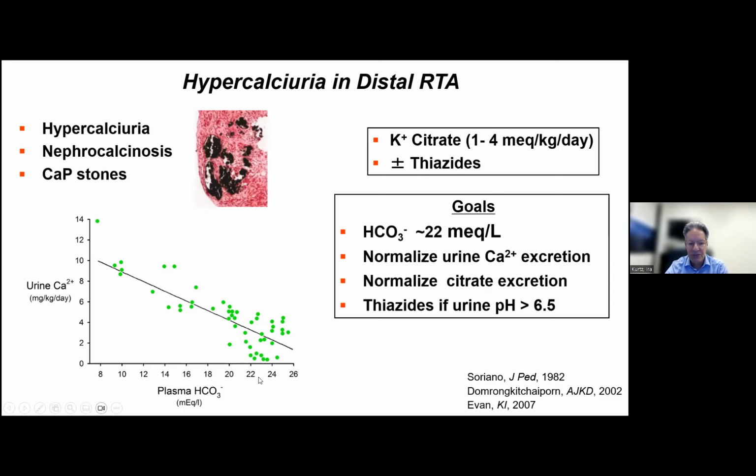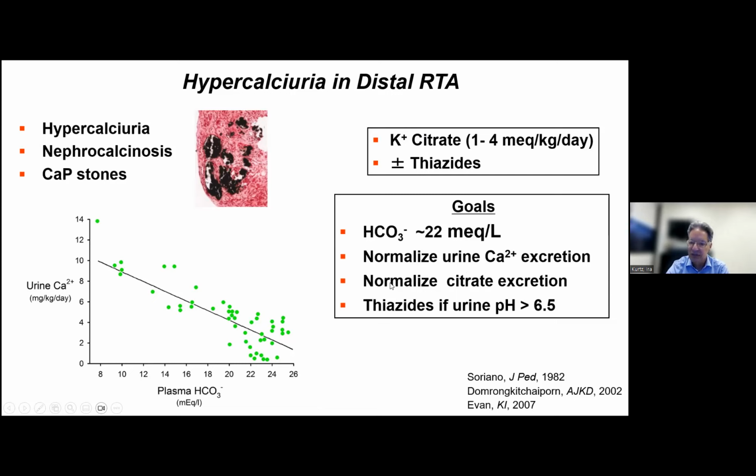What was shown years and years ago is as you correct the bicarbonate, you actually decrease the calcium excretion. So it does seem to be blood pH or bicarbonate dependent, but it's not due to the fact that you have less and less bone resorption. As far as the treatment, we give K-citrate with or without thiazides to treat this. Try to get the blood, and this is specifically the hypercalciuria, not the metabolic acidosis. These are the goals of treating the hypercalciuria. You get the bicarb to about 22. That will help normalize the calcium excretion.